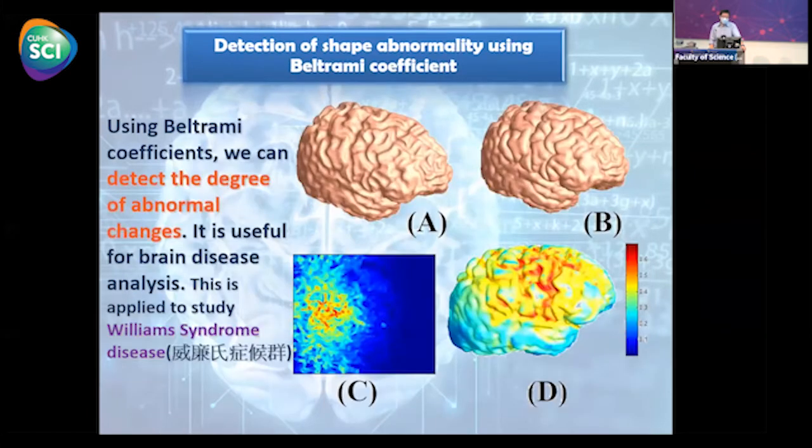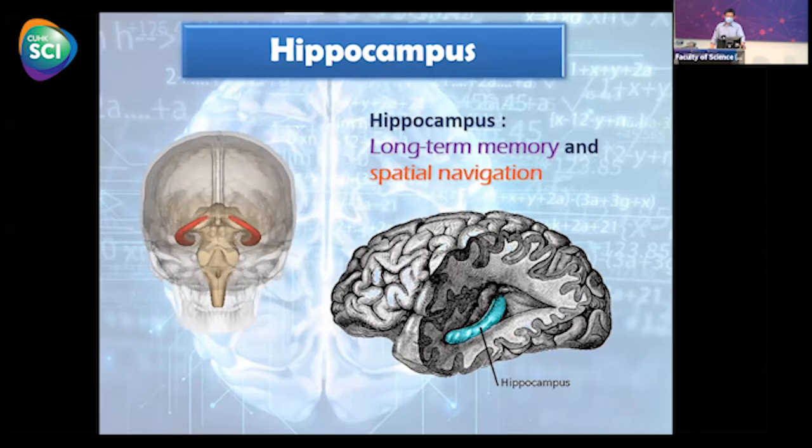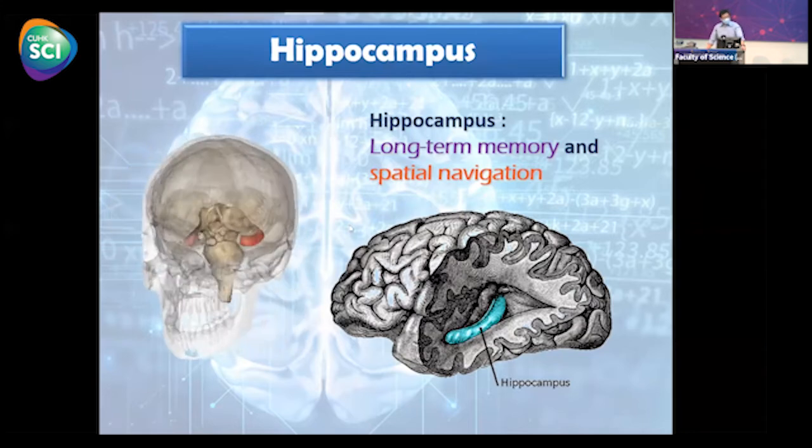Using these Beltrami coefficients, we can detect the degree of abnormal changes of the human brain, and it's very useful for brain disease analysis. We actually applied these Beltrami coefficients to study a disease called Williams syndrome, in collaboration with the UCLA Medical School. Another application of the shape analysis algorithm is that we applied it to study the hippocampus.